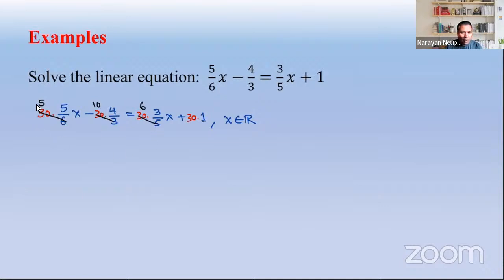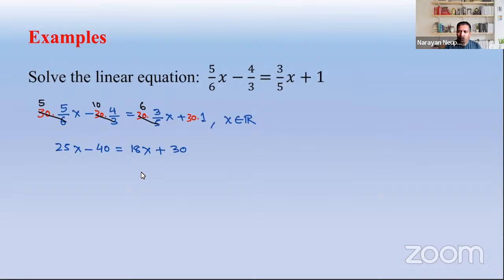So in the numerator now we have 5 times 5x, which is 25x as the first term. Then minus 10 times 4 is 40, equal to 6 times 3x is 18x. And then plus 30 times 1 is 30. So now this equation which involved fractions is changed to an equation without fractions.